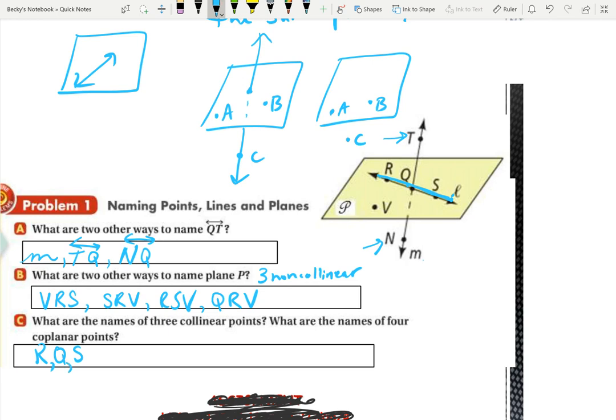What are the names of the 4 coplanar points? So coplanar means together in the plane. So I would have to now include the V. So R, Q, S, and V.